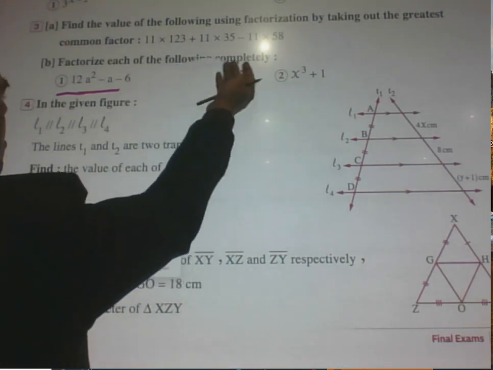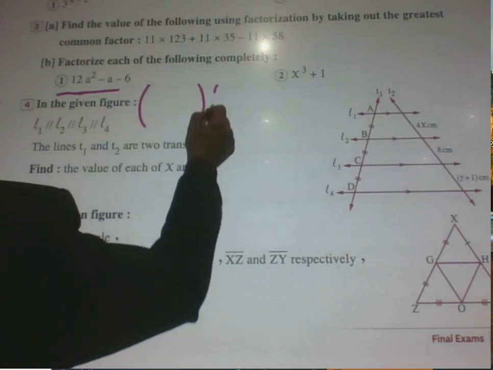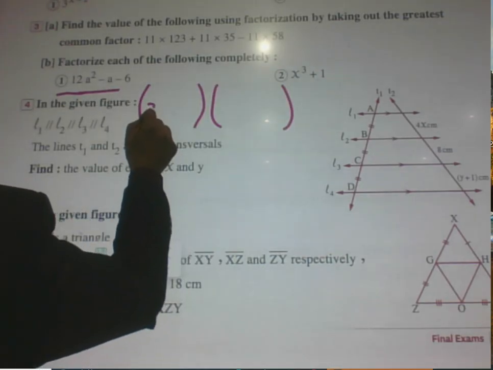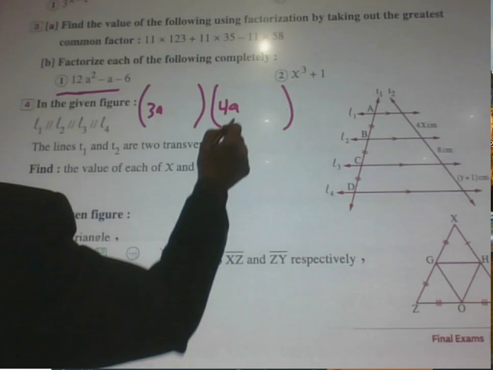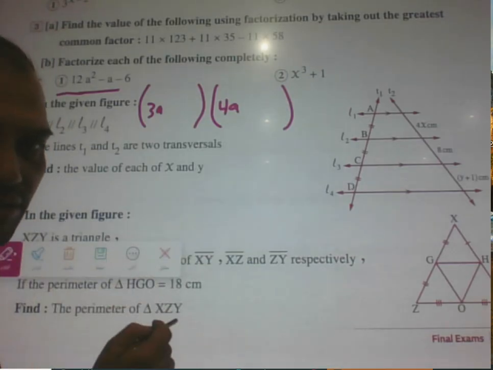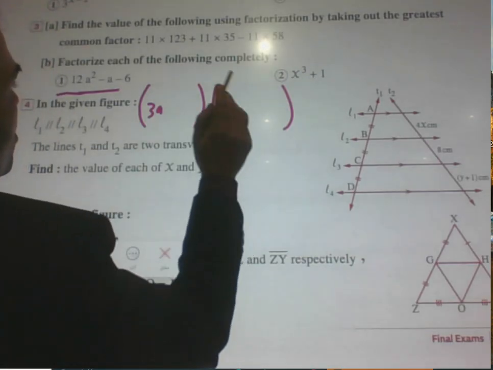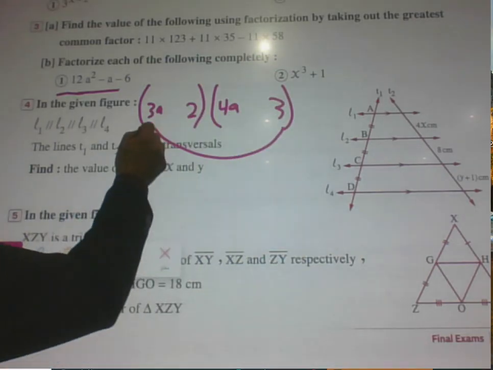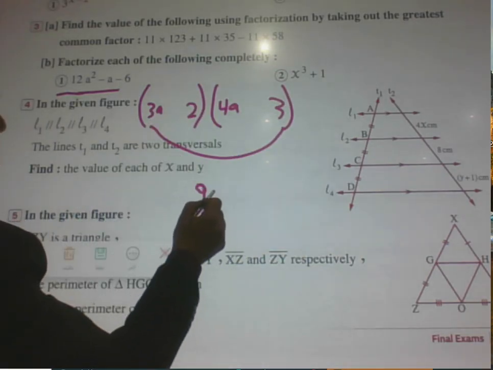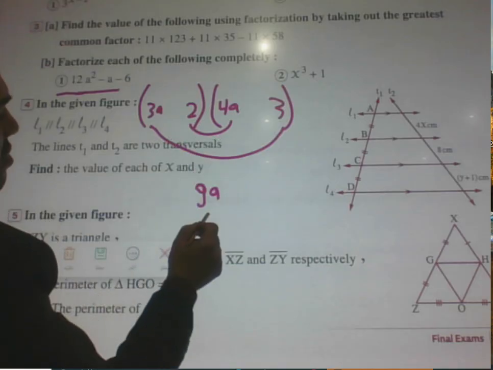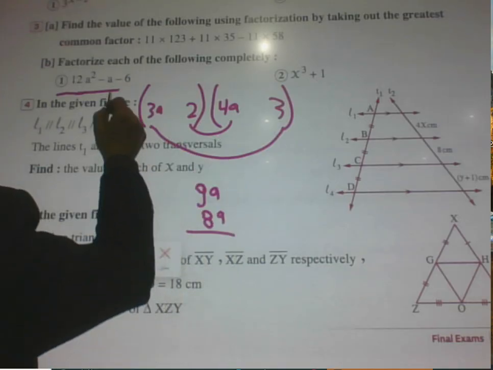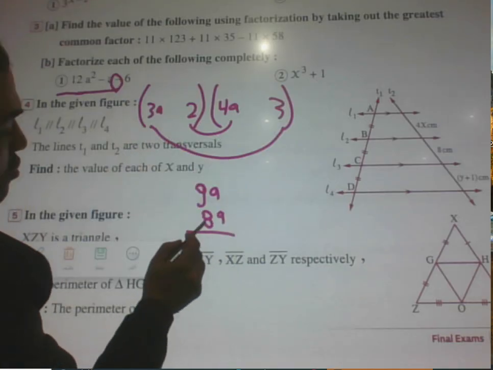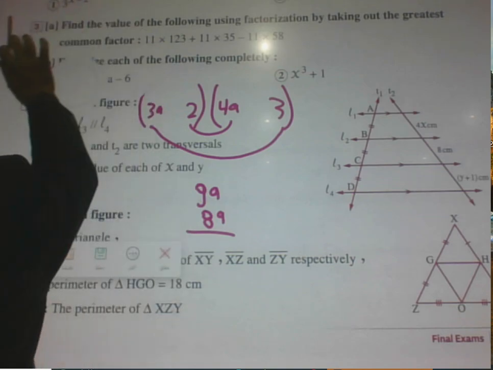If we look at it, we can change the numbers so that 12a power 2 equals 3a multiplied by 4a, and 6 is 2 times 3. Write 3 here and 2. If we multiply 3 times 3a it equals 9a, and 2 times 4a equals 8a. Then we find the difference between the two numbers. It will be negative a.